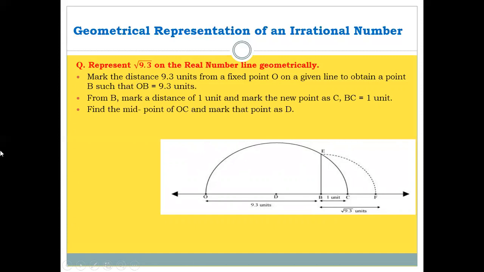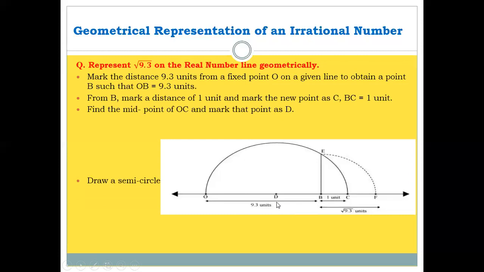Now next we have to find the midpoint of OC and mark that point as D. So we know how to find the midpoint of any line. We take more than half of the distance and we use the compass. So considering C as the center and taking more than half with the pencil tip, you will draw an arc from both sides, C and O, and you will cut the arcs up and down, and you will draw the perpendicular bisector of OC. So you will get the midpoint of OC, that is here D.